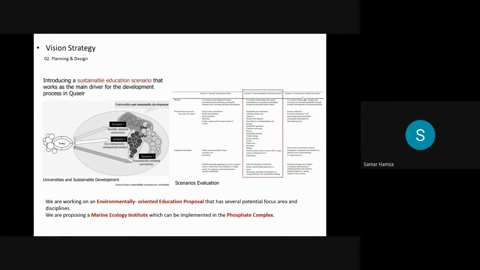After analyzing and evaluating the three scenarios, we thought that we would go for an environmentally oriented university scenario, which is education through environmental literacy and first-hand experiences in nature, and a human and nature environment as a living laboratory for sustainable learning. So we are proposing to implement a marine ecology institute which can be implemented in the phosphate complex.